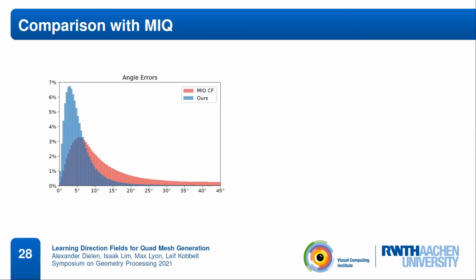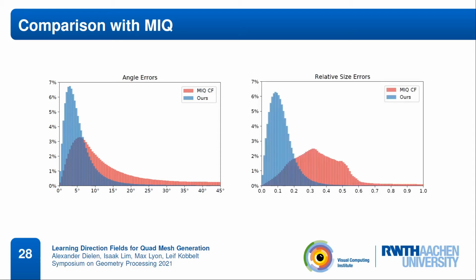A similar observation can be made for the sizes generated by our network. However, we would like to note that due to the lack of publicly available training data, our method is currently limited to human characters and therefore somewhat specialized. In contrast, MIQ is a general purpose method that was designed to handle many input types. Furthermore, MIQ does not actually generate a sizing field and instead relies on a uniformly chosen target edge length.